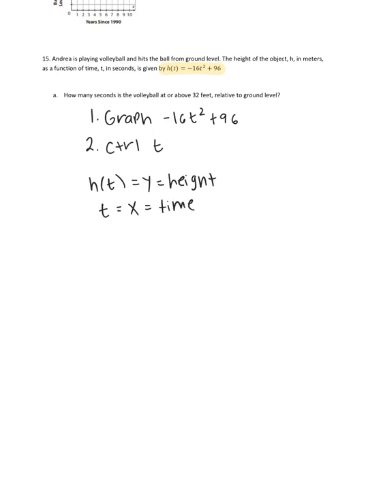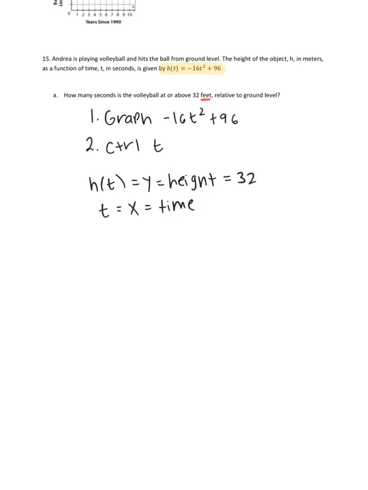So if it's asking how many seconds the volleyball is at or above 32 feet, feet is a measurement of height, so it's talking about a y value, not an x value. So it's telling you that the y value you're looking for is 32. In the previous example, your x value was being replaced, now your y value is being replaced. So don't get the two confused. Make sure you're paying attention to what letter is representing what units or what variable.